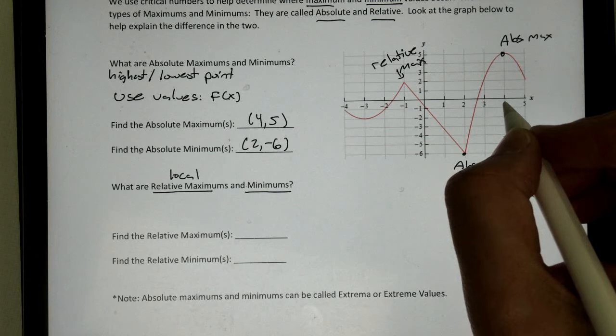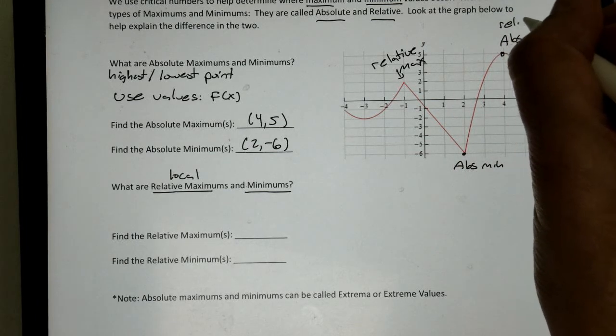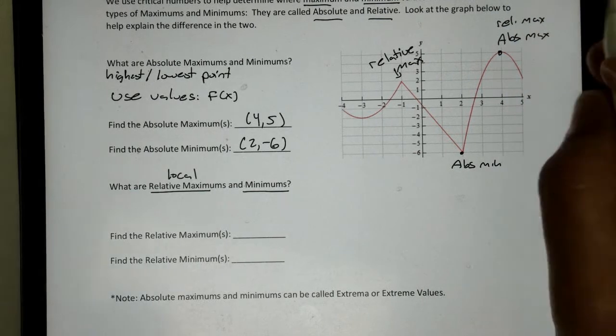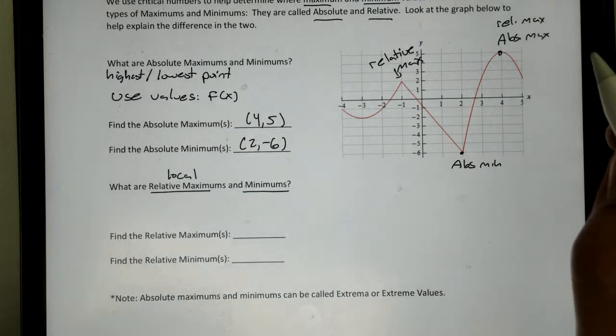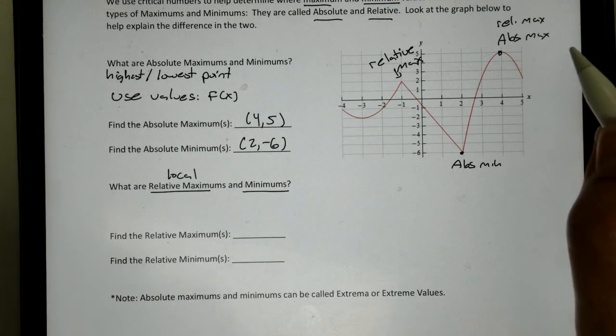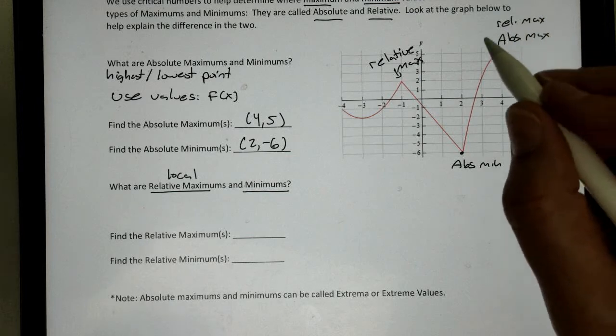It's the point 4, 5. This is also a relative maximum. I know what you're thinking, but we said it was the absolute max. Yes, and that is true. So, let's talk about the definitions between them.